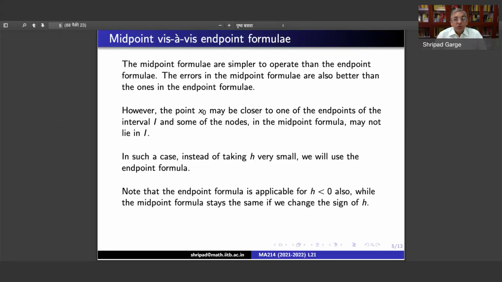Of course, we also notice that the endpoint formula is valid for negative h. So if your x naught is very close to b, you will take x naught minus something, x naught minus twice something, x naught minus thrice something, x naught minus 4 times something. So we will be taking the endpoint formula, but on the negative side of x naught. We will be able to do all of these things. And as I have remarked several times, the midpoint formula stays the same, whether you take h to be a positive quantity or a negative quantity of the same magnitude. The midpoint formula will give you the same number.